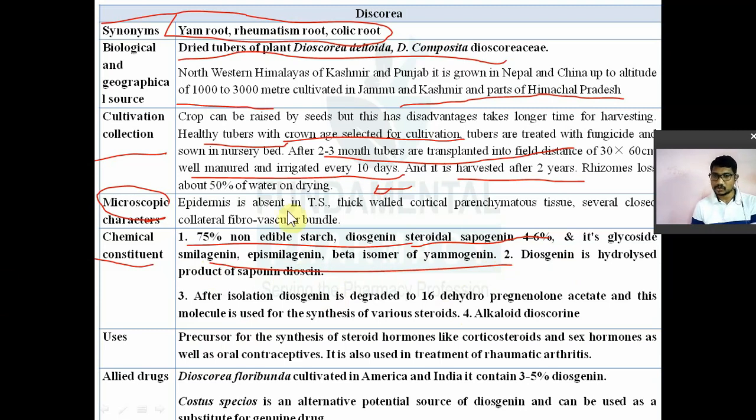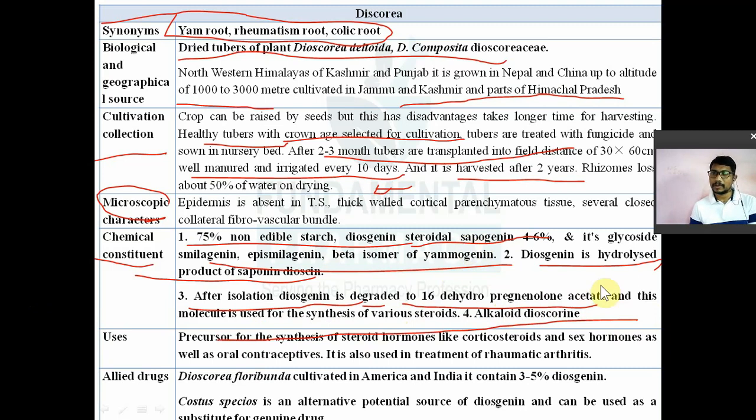Out of this, diosgenin is very important. Diosgenin is hydrolyzed to get the saponin diosgenin. After isolation, diosgenin is degraded to form 16-dehydropregnenolone, and it is the molecule from which various kinds of steroids and steroidal drugs can be synthesized, like vitamin D, betamethasone, dexamethasone, etc. So they can ask you a question like this.